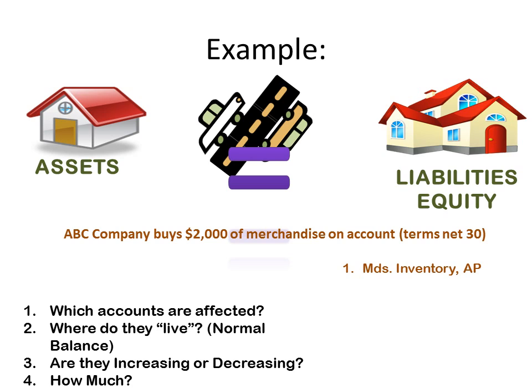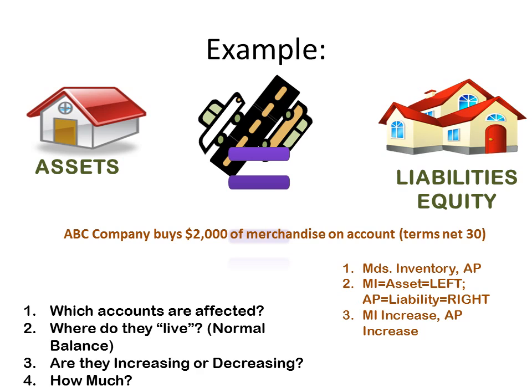And where do they live? Well, merchandise inventory is an asset, so it lives on the left, and accounts payable is a liability, so it lives on the right. Now, are they going up or down? Well, they're both increasing in this case.